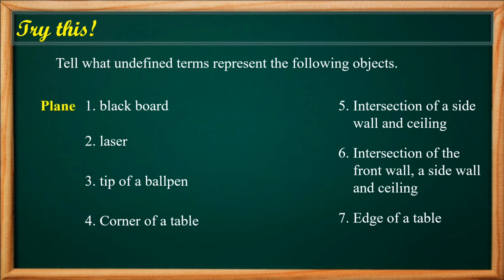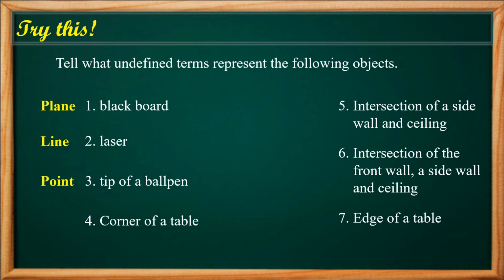Ayan. Number 1, blackboard. It represents a plane. Kasi nga, flat surface. Ayan. Next, laser, it represents a line. Kapag may laser light, di ba? Yung light, yung color red, laser, usually color red tayo dyan. Yung laser light na yan, it represents a line. Now, how about the tip of a ball pen? Yung tip, yung ginagamit natin sa pagsulat. Okay, that is point. That represents a point.